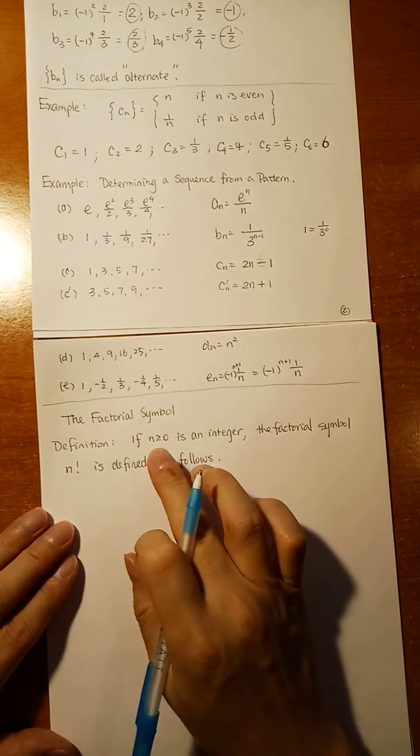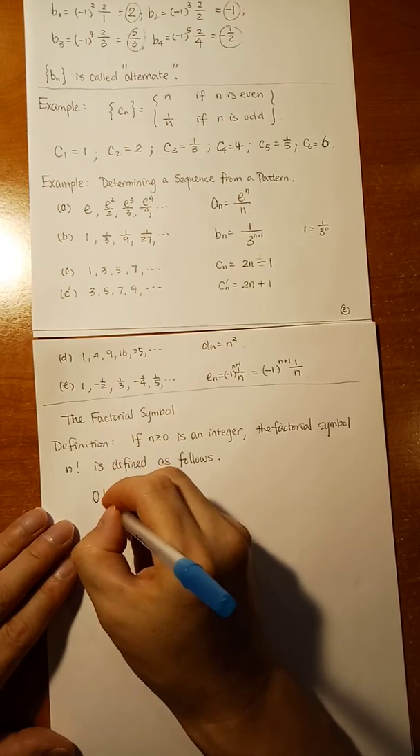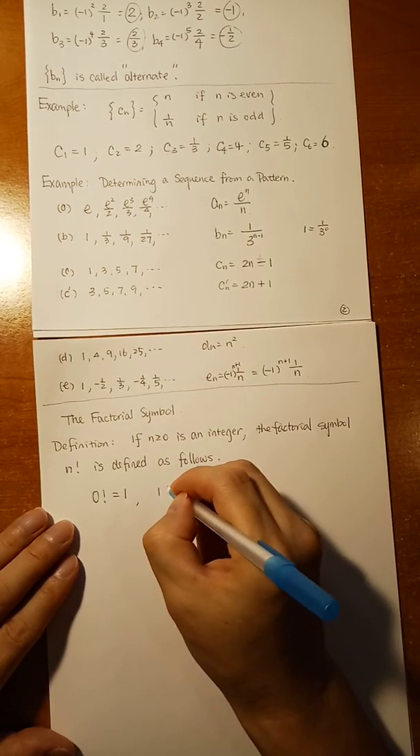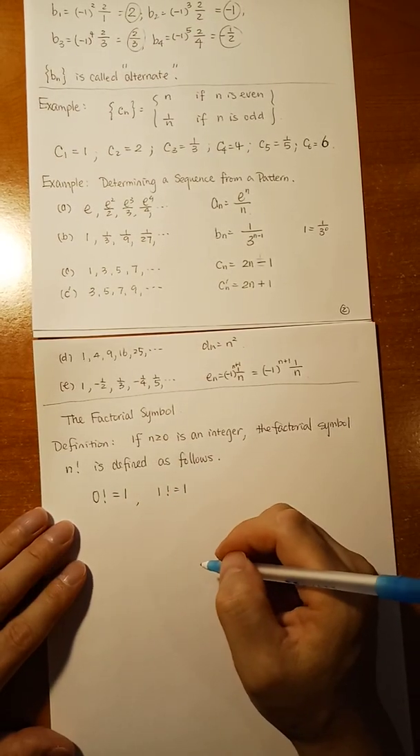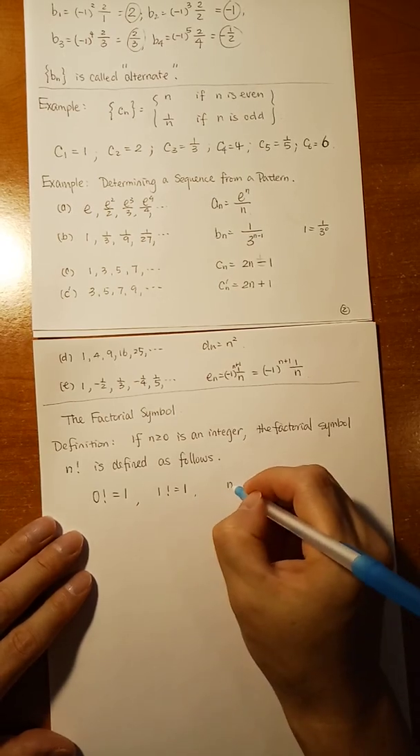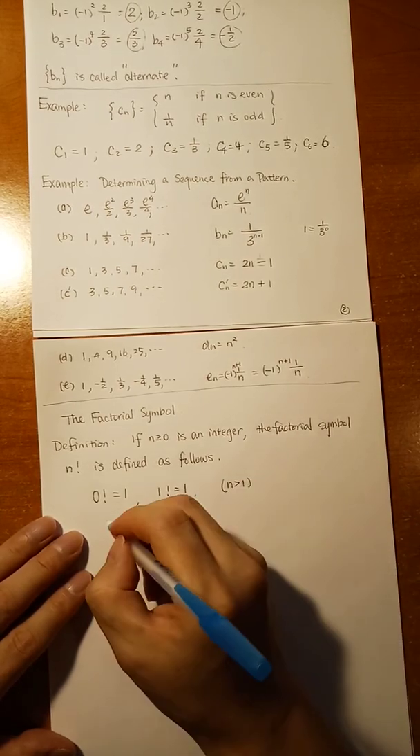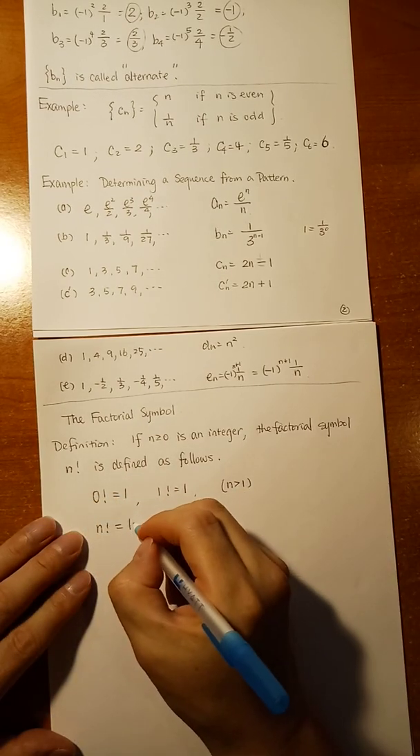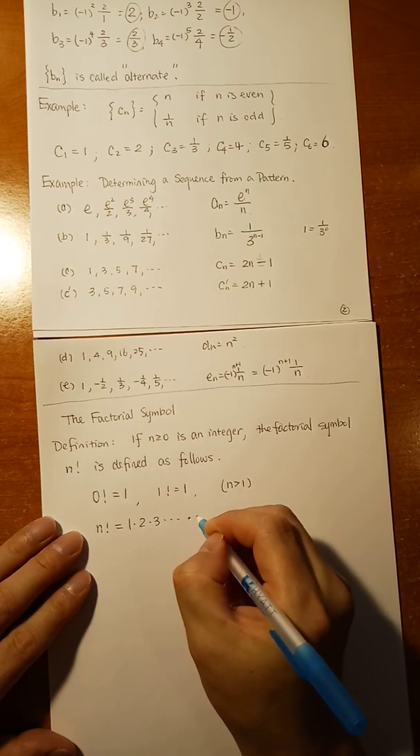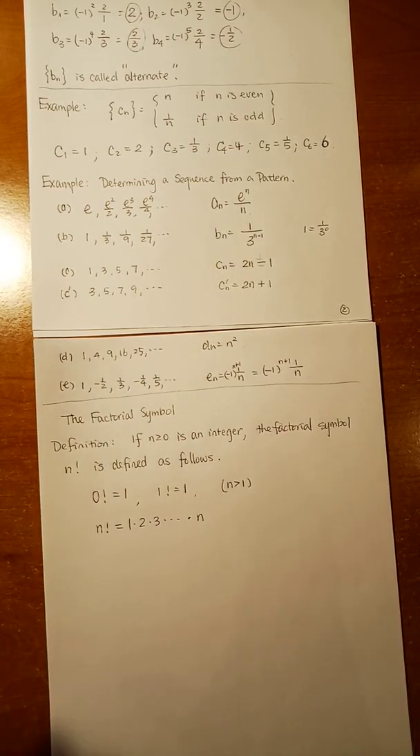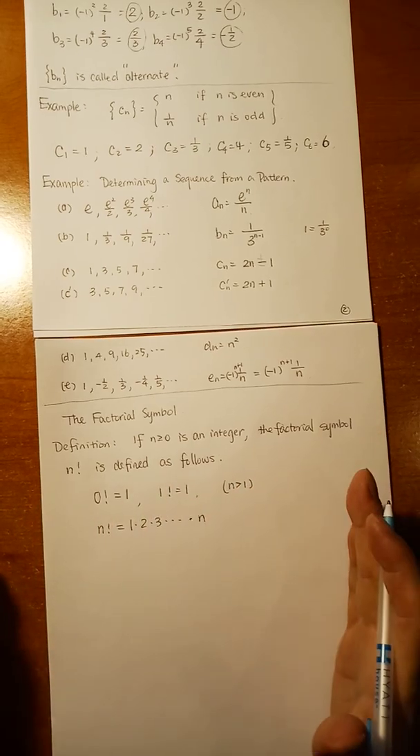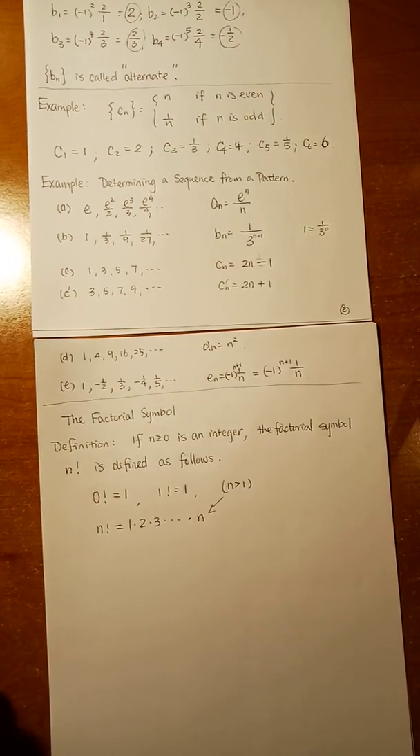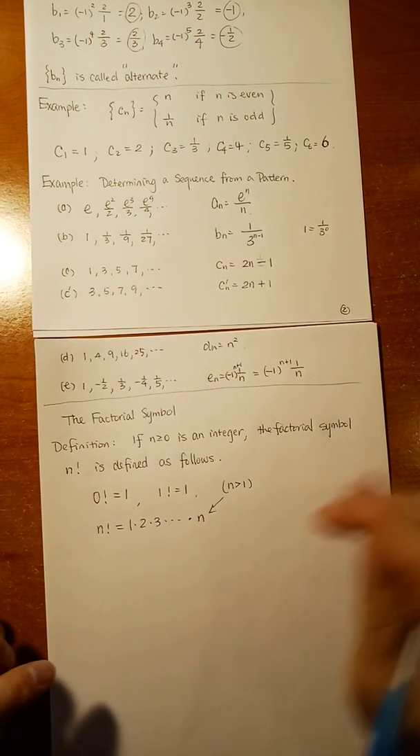For n greater than or equal to 0, n can be 0. When you have 0 factorial, we define it to be 1. It's just a definition. And then 1 factorial, we also define to be 1. And if n is greater than 1, starting from 2, then n factorial is just the product 1 times 2 times 3 up to n. So the product of the first n integers is defined to be n factorial.